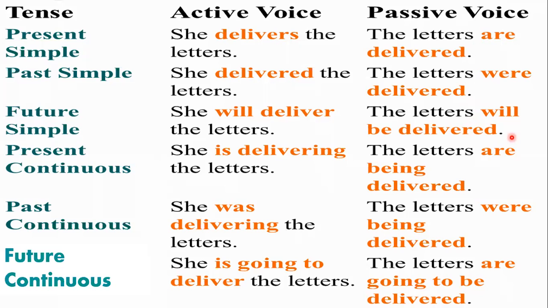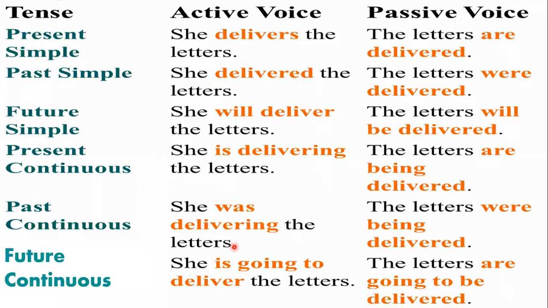Okay, now let's move to the continuous forms. She is delivering the letters. The letters are being delivered by her. Now, see, the auxiliaries used are are being. Okay, the auxiliary that will be used is being if it is a continuous tense.